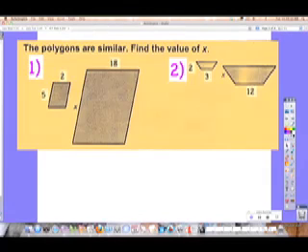Okay, so we're reviewing before the quiz. We've got these two questions. They both have the same directions. Polygons are similar. Find the value of x. Does anybody mind coming to the board and will you show us your setup?